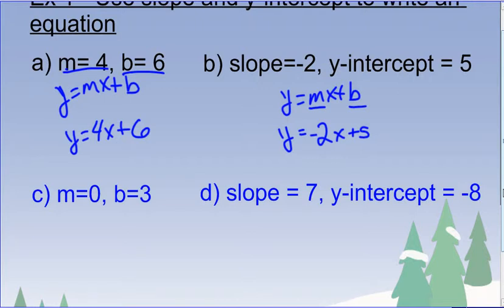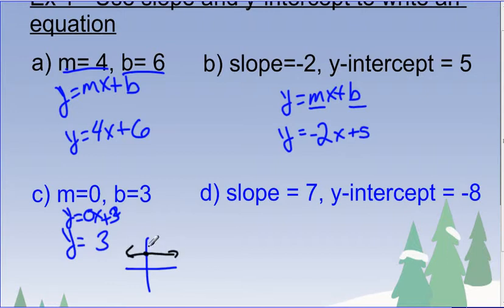Okay, letter C. Let's see, we should have y equals, there's no slope, so it would be 0x plus 3. I mean, if I started like this, 0x plus 3, there's no need to write 0x. 0 times x is 0. 0 plus 3 is 3. So this line would actually be a horizontal line, I'll change color, like this up here at 3.